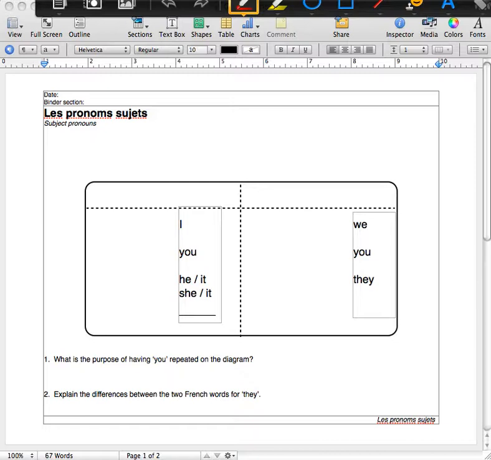It's when we're not using another noun, and it's not when we're using the person's name, if it is a person. It's when we're using a specific word that you see on this list on this diagram. So, the first one we have there is I, you, he or it, she or it, we, you again, which I'll explain why in just a second, and then they. So let's get started with our guided notes.